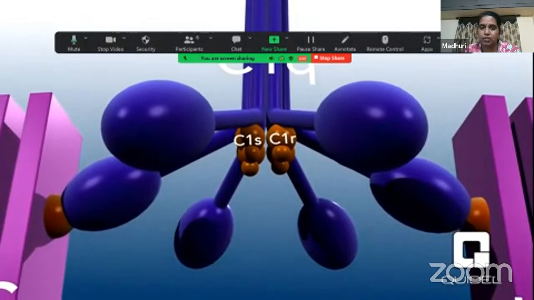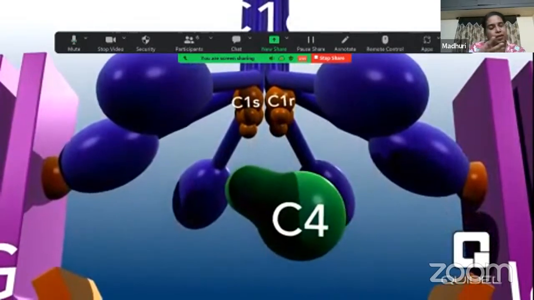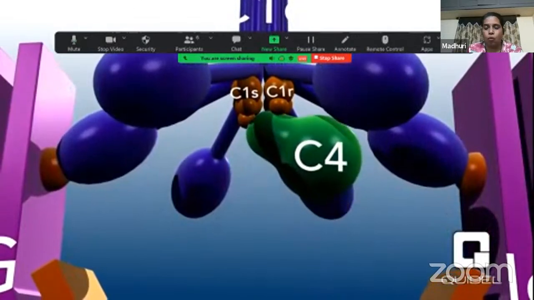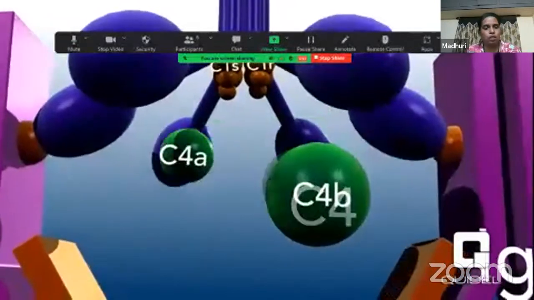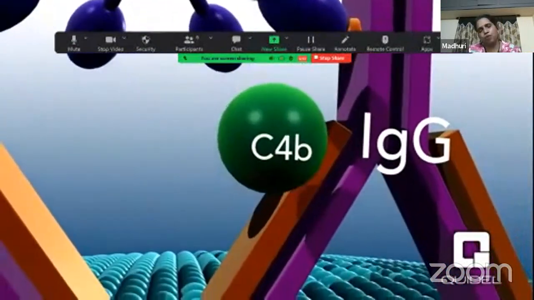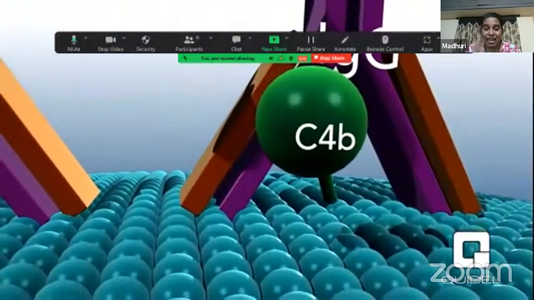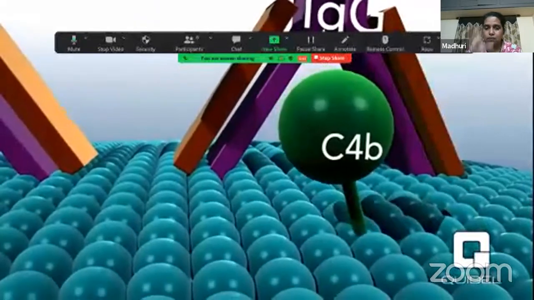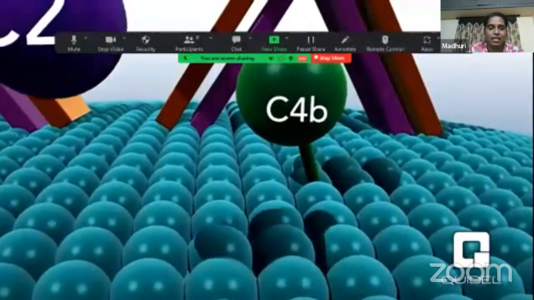What is the next component? It is the C4 component, which is coming into the picture. Once the C4 component comes and sits, it is broken into two different moieties, C4b and C4a. C4a is lighter, so it goes away. C4b, being heavier, attaches itself onto the surface of the antigen.